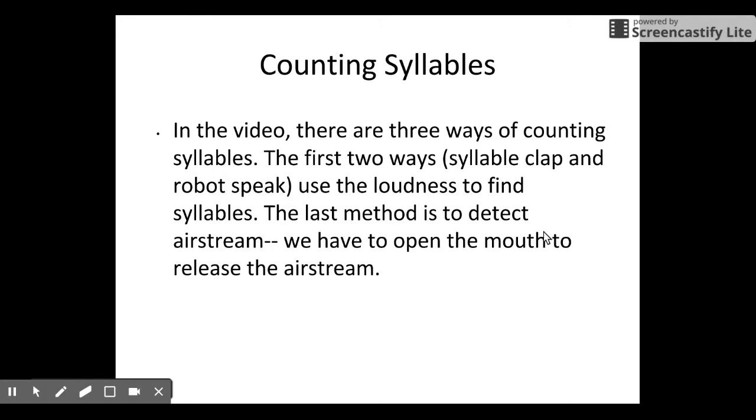The first 2 ways, syllable clap and robot speak, use the loudness to find syllable. And the last method is to detect airstream, because when we try to produce a vowel, a lot of airstream will come out from your mouth, and then you have to open your mouth, right?